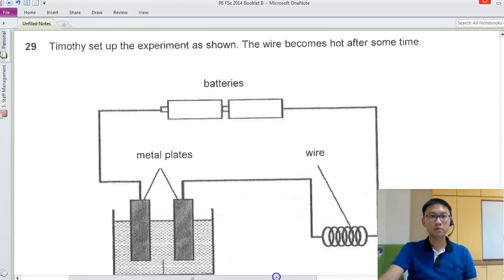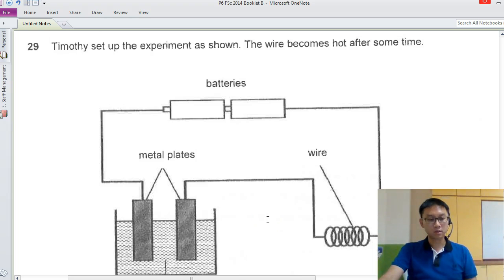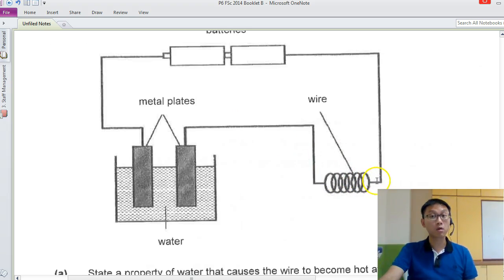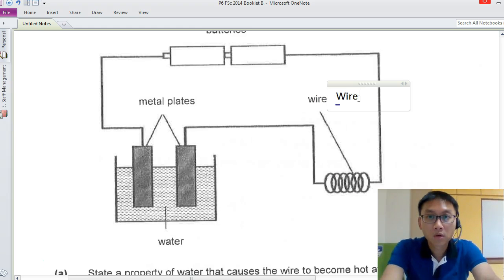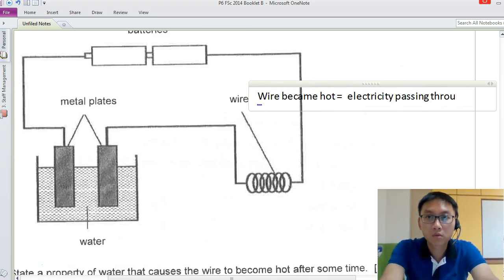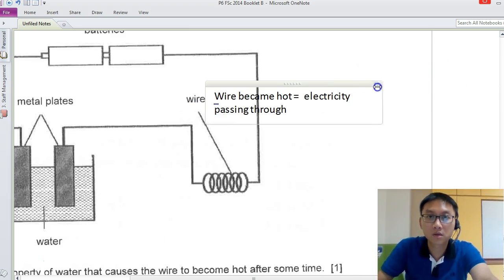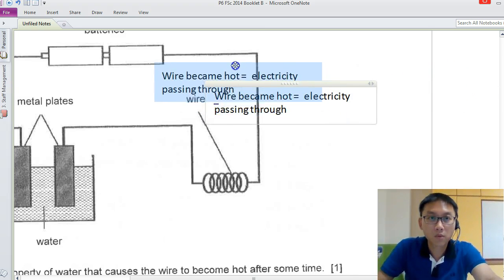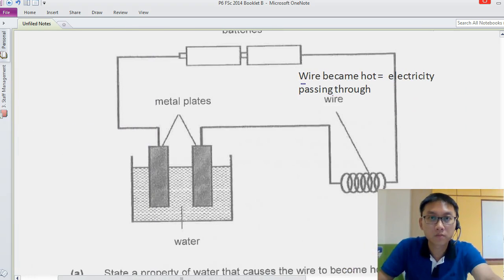Question 39. This is on electricity, conductors, insulator. Right, let's look. So he set up this experiment. The wire became hot. That means electricity is passing through. So my wire becoming hot means electricity is passing through. Wire became hot equals electricity passing through. So please take note of this concept here.